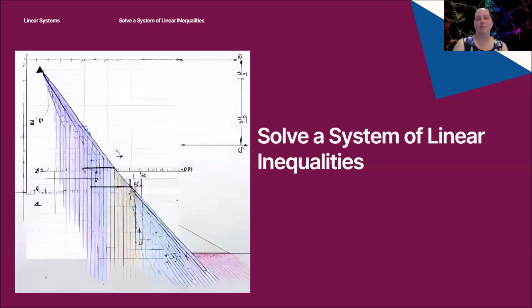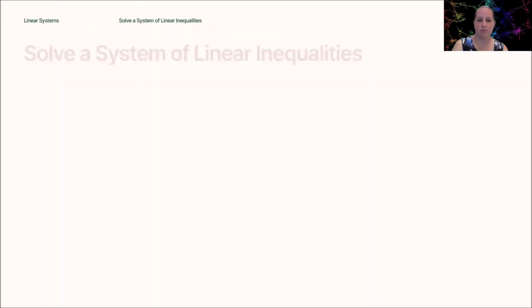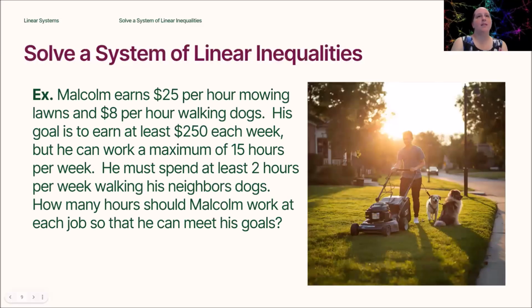Right. Solve a system of linear inequalities. So example, Malcolm earns $25 per hour mowing lawns and $8 per hour walking dogs. His goal is to earn at least $250 each week, but he can work a maximum of 15 hours per week. He must spend at least 2 hours per week walking his neighbor's dogs. How many hours should Malcolm work at each job so that he can meet his goals?